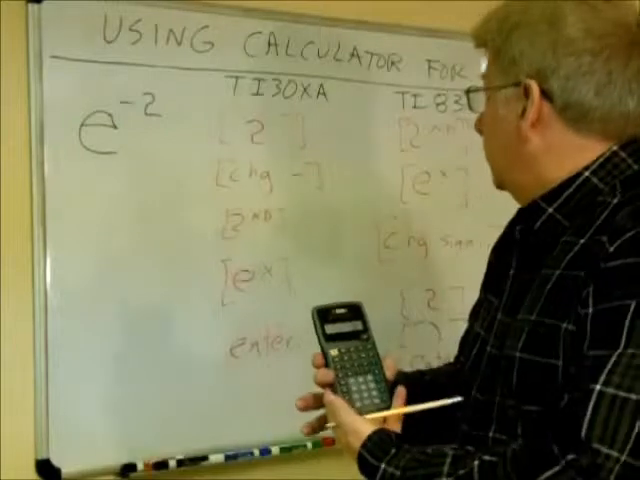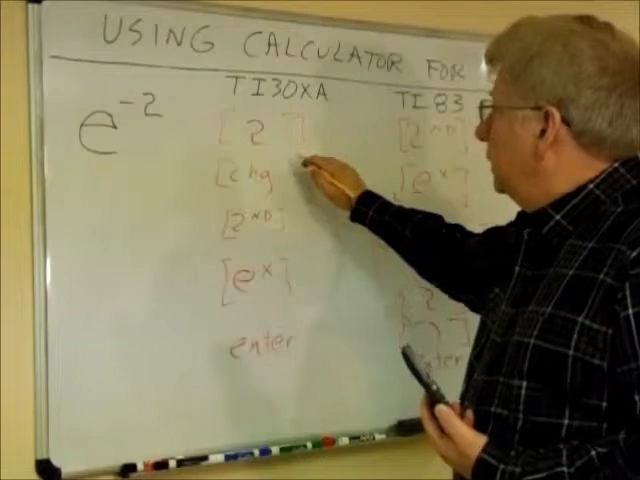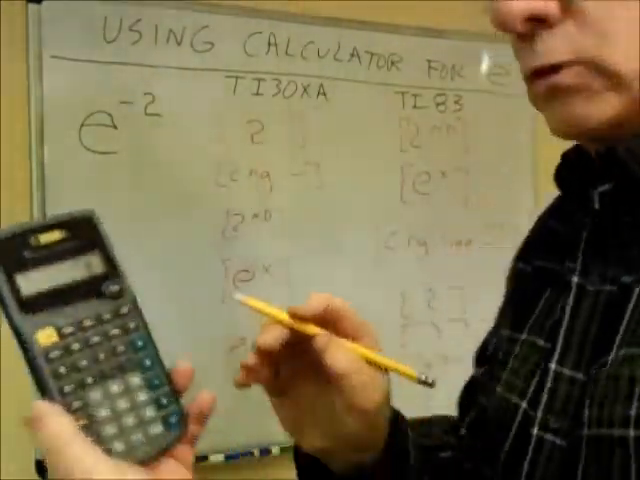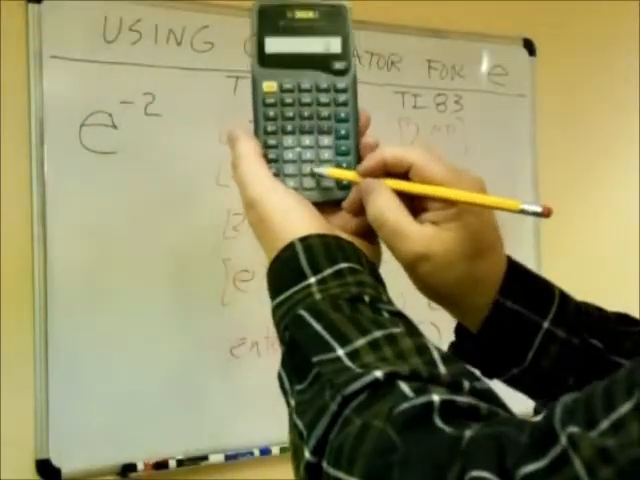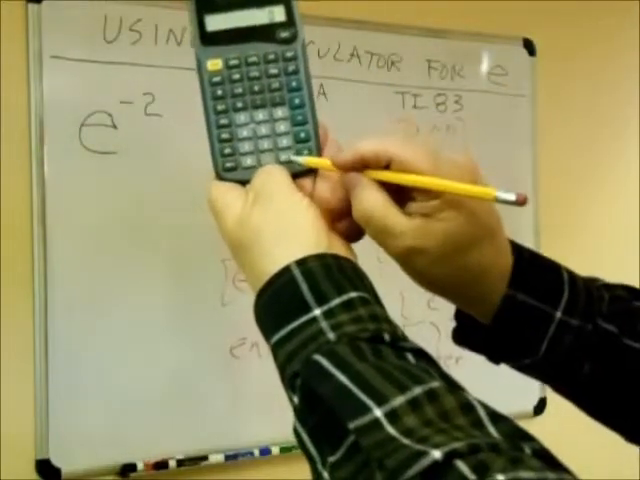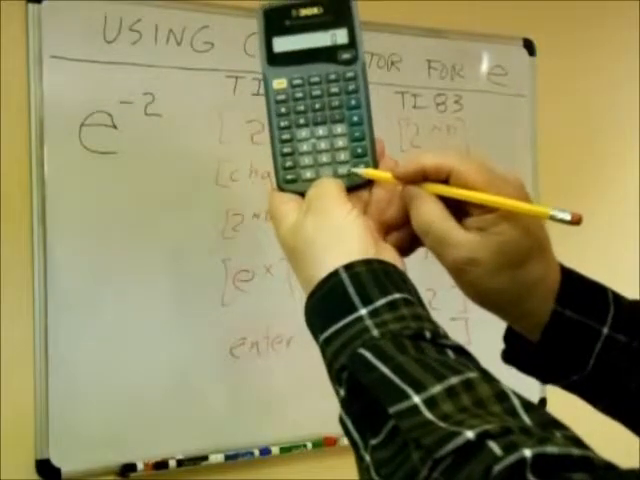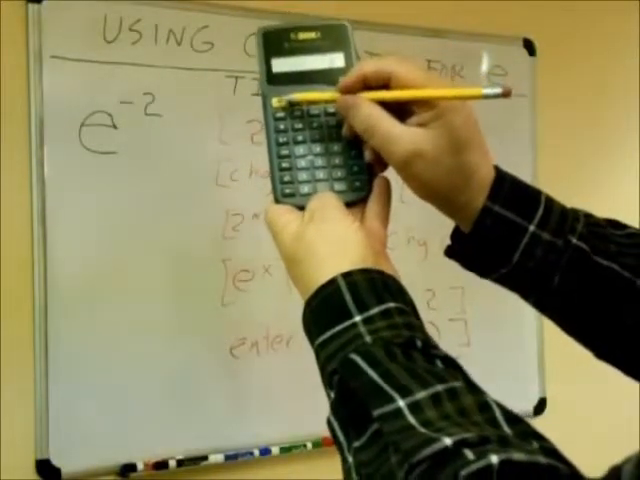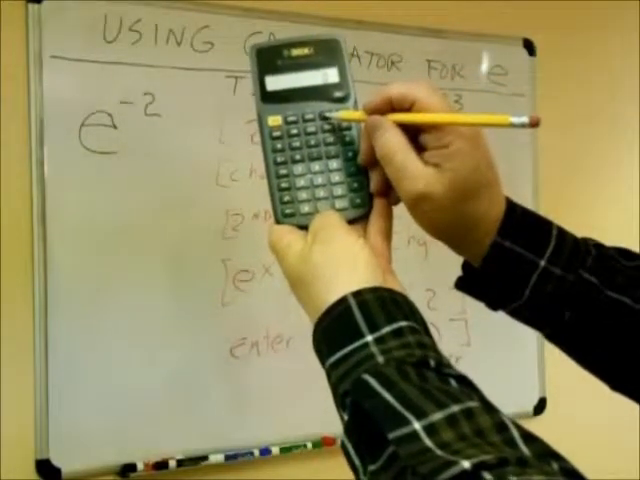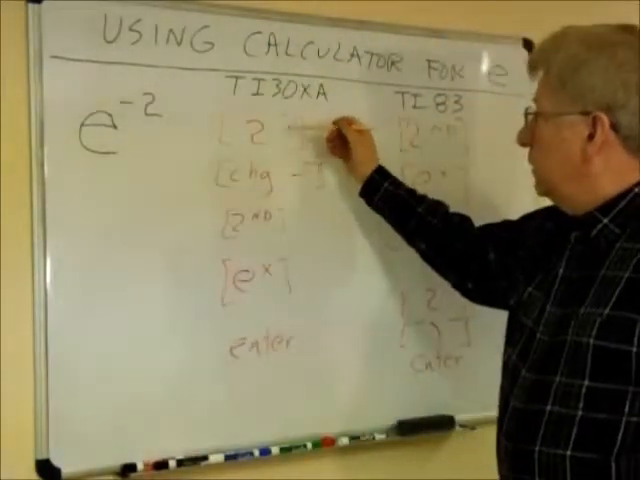For that calculator, the process that we have to use is we have to put this exponent first. So we punch in the 2, and then we do the change sign. The change sign is this key here. Then we do the second and the e to the x key here, and then we hit enter. So again, the steps which I've outlined here.